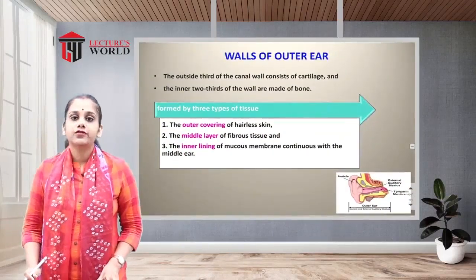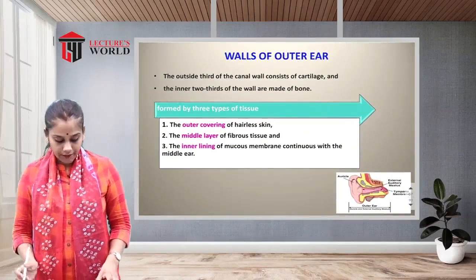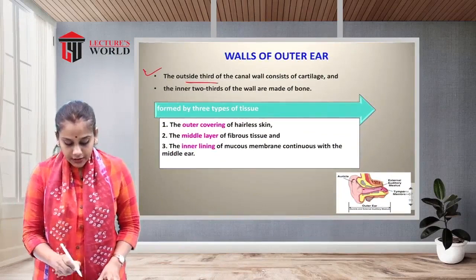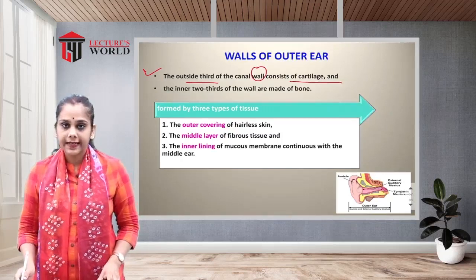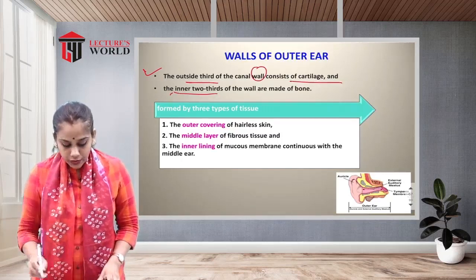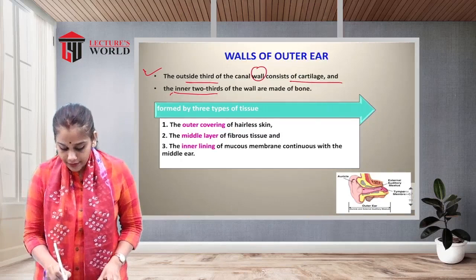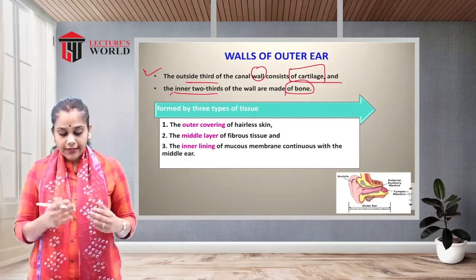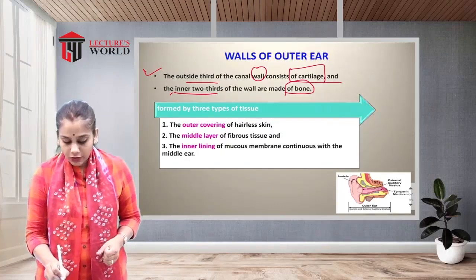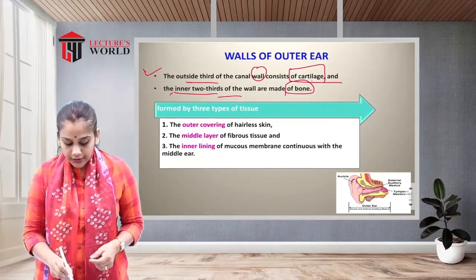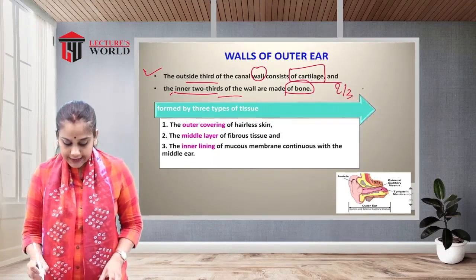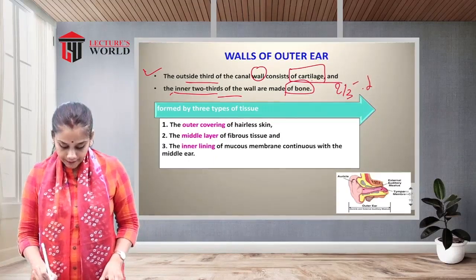Now we will see the walls of the outer ear. The outer third of the canal wall consists of cartilage, and the inner two-thirds of the wall is made up of bone. So the outer third is cartilage, and the inner two-thirds portion is bone.